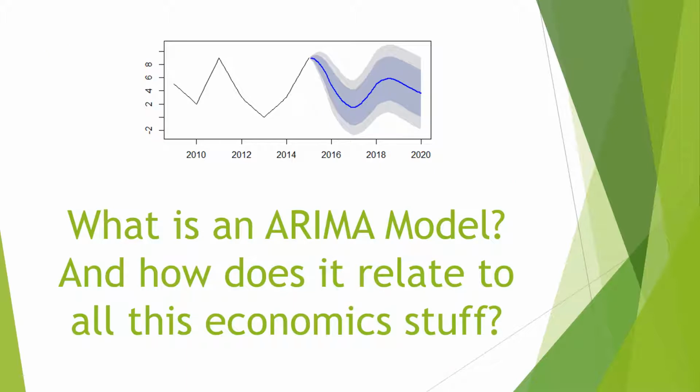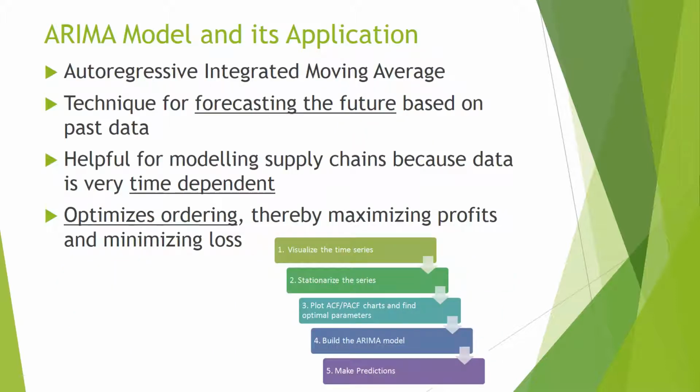Now, I think we're ready to talk about the ARIMA part of this presentation. So let's discuss what is an ARIMA and how does it relate to all this economic supply chain stuff. ARIMA stands for Autoregressive Integrated Moving Average. Now that still may just seem like a big jumble of words to you, but basically it's a way of dealing with time data so that you can forecast the future and make predictions based on what happened in the past. This is helpful for modeling supply chains because as you can see from the concepts of lead time and bullwhip effect, time is very important.